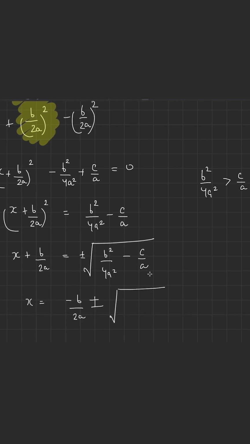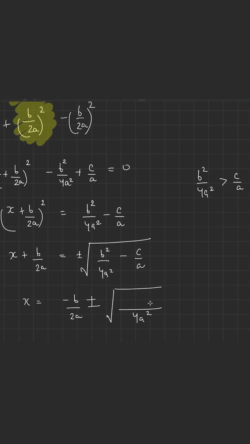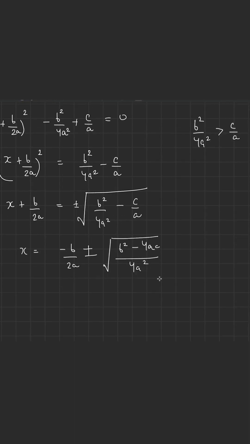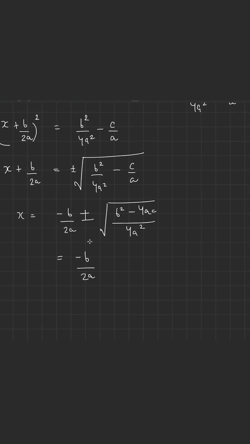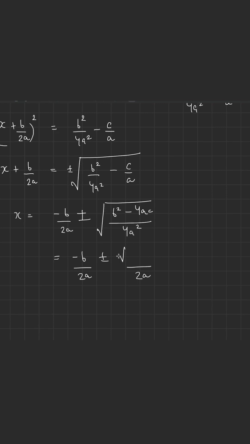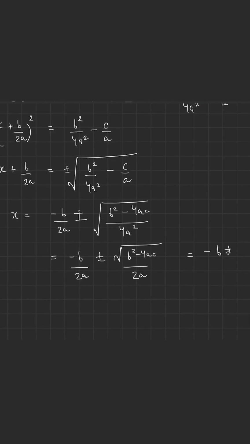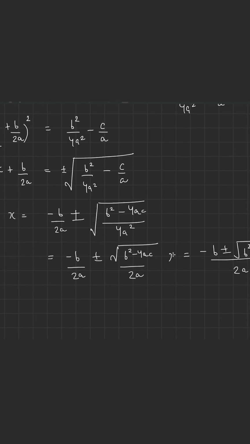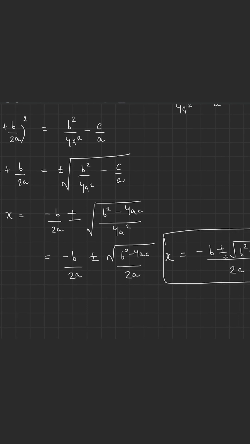Now if you take 4a square as common in the denominator, this will be b square minus 4ac. So this will become minus b over 2a. Now this is 4a square, this will come out neatly as 2a, plus minus under root of b square minus 4ac over 2a. So this will be minus b plus minus under root b square minus 4ac upon 2a. So this will be the value of x. That is how, using completing the square, you get the value of x.